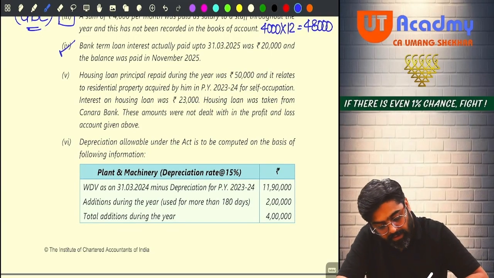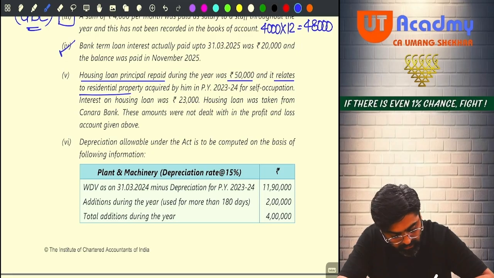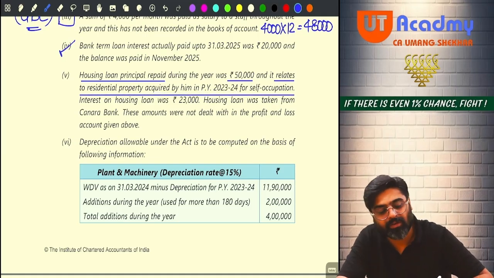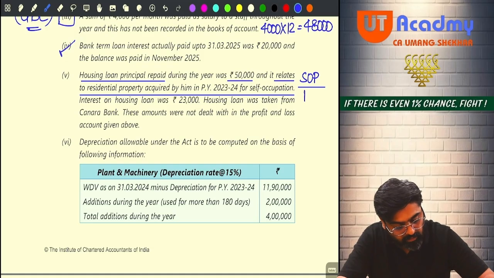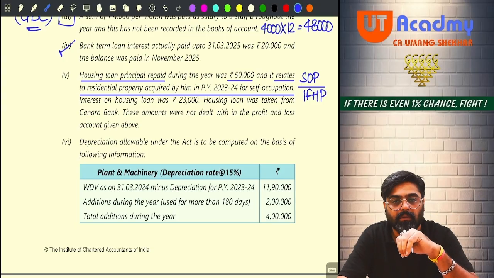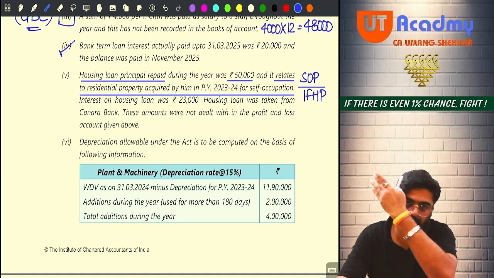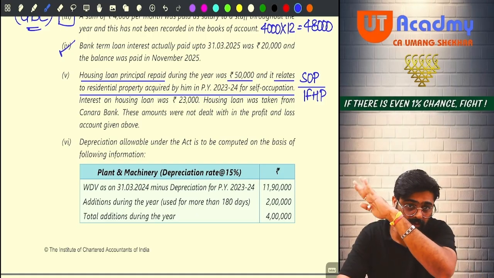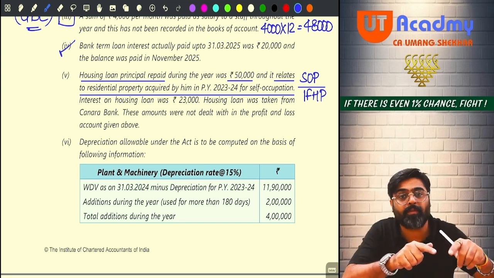Housing loan principal repaid. Okay, housing loan principal repaid was how much? 50,000. And it relates to residential property. Oh my God. It relates to residential property acquired by him last year for self-occupation. Can I say this housing loan repayment is for self-occupied property, SOP, which you would have shown under which head? You would have shown under the head income from house property. This property you acquired last year, and the property is your SOP. Where you would have shown this property? Under PGBP? No, this property would have been in your house property head. There, under the head house property, this property was shown. So whatever details of this property is given for the house property head and not for PGBP head.